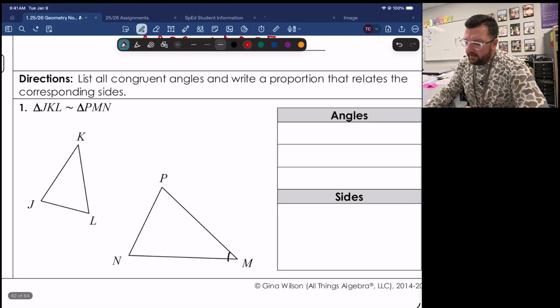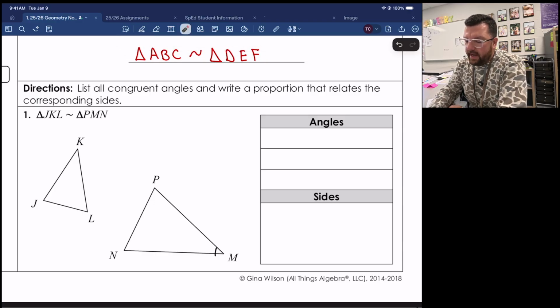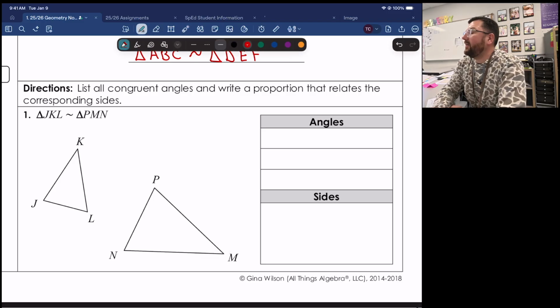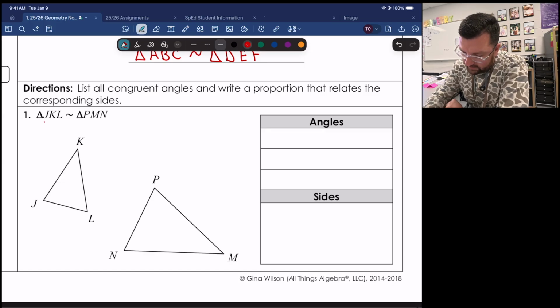Then this next little problem down here says, list all congruent angles and write a proportion that relates to the corresponding sides. So I have two things given to me. I have a similarity statement, and then I have this diagram. Does my diagram show me any congruent angles? No, but my similarity statement does, doesn't it? So I can take my similarity statement. Triangle JKL is similar to triangle PMN. And I can remember that parts go with parts.